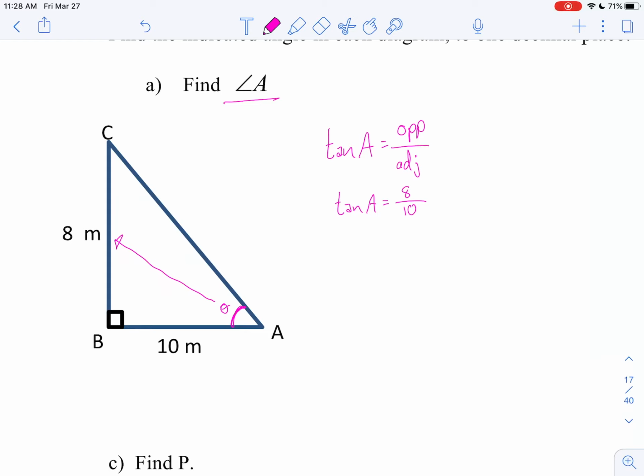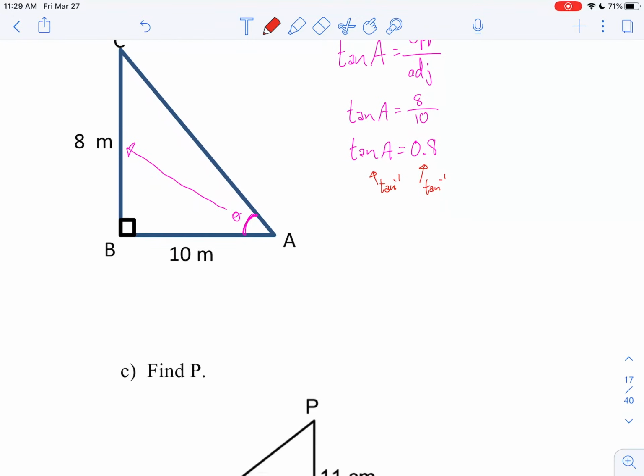You can always reduce your fractions if you'd like. If you don't see that you can reduce them, it won't make a difference. The tan inverse function will take that into account, but we can say tan A is equal to 0.8, or 8 divided by 10 is 0.8. I want to isolate A, so I want to get A all by itself, so I'm going to inverse both sides. So here I'm going to take the tan inverse of both sides to get rid of that tan. But if I take the tan inverse of one side, I need to take the tan inverse of the other side.